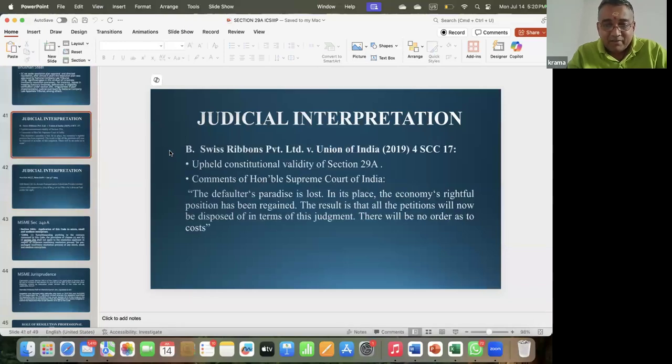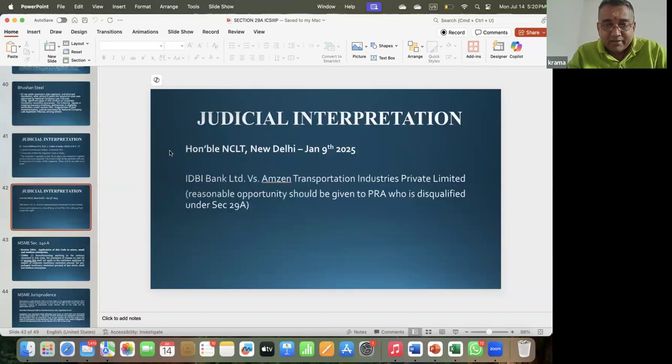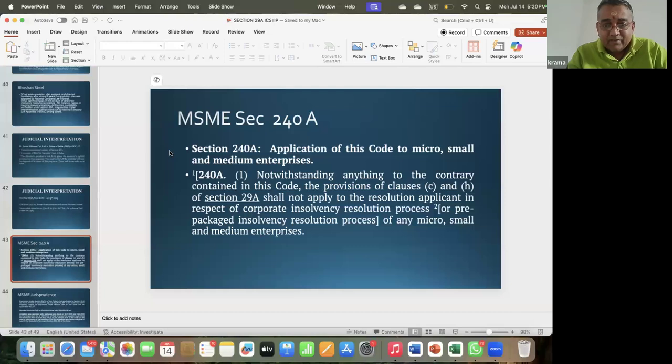You said MSME, you said 240A. Notwithstanding anything contrary to so and so, shall not apply to the resolution applicant in respect of corporate insolvency resolution process of any MSME. So if it is an MSME, the promoter himself can participate. Am I right? Yes, you are right. Promoter can participate, but again for him, clause C and H is applicable. C and H only not applicable. All others are again applicable to him.